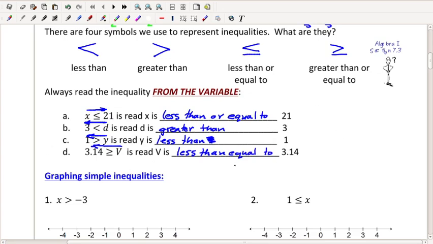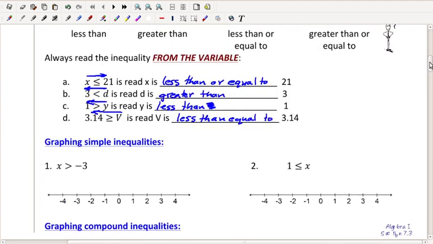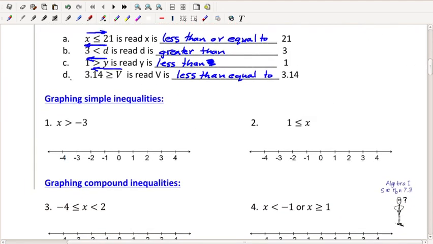All right. So hopefully you're getting the hang of it. And the reason that we want to read it that way is because that makes it so much easier to graph on a number line if we're reading it from left to right. So which would be easier for you to think of? How would you graph d is greater than 3 or 3 is less than d? It's way easier to think, okay, I'm going to start at 3 and greater than is everything to the right, so my arrow goes to the right.